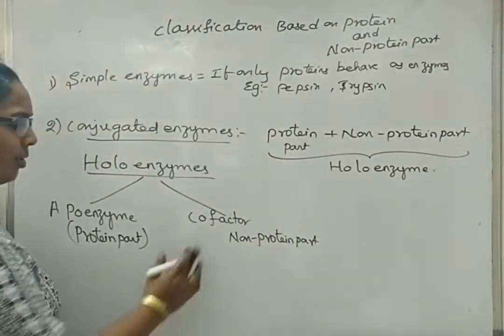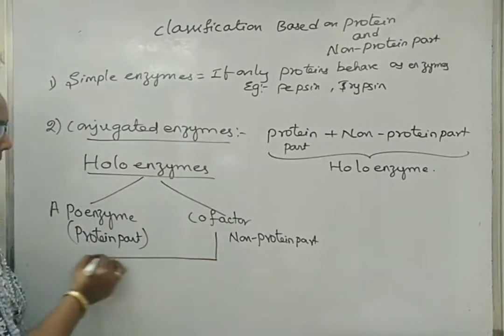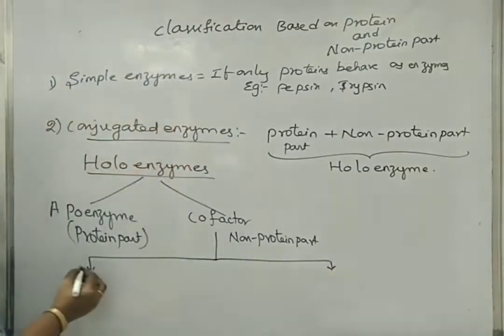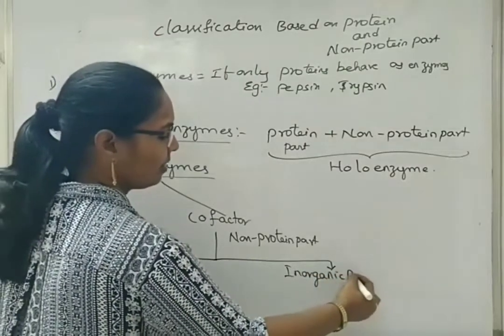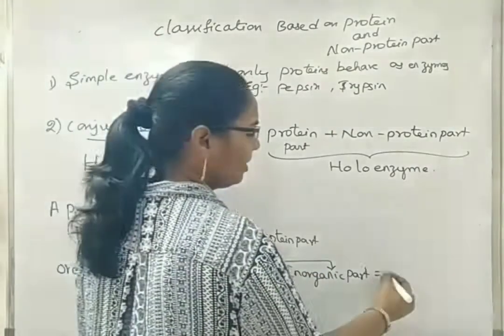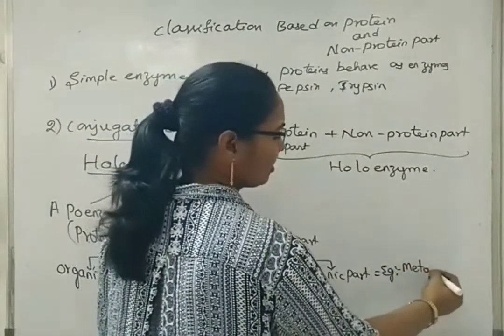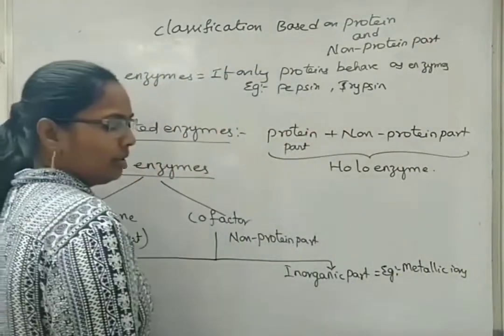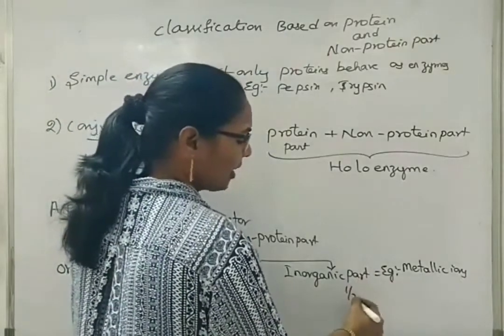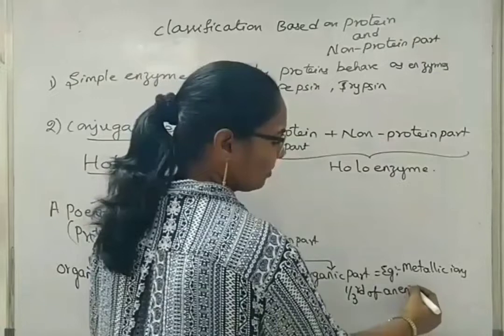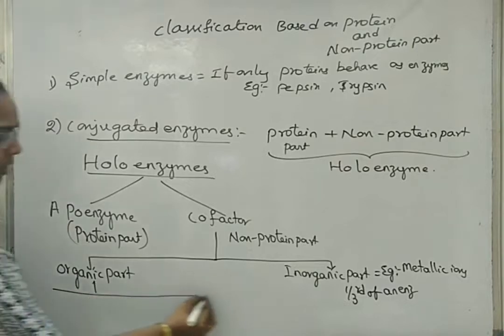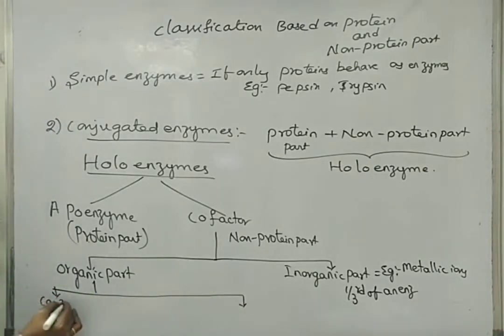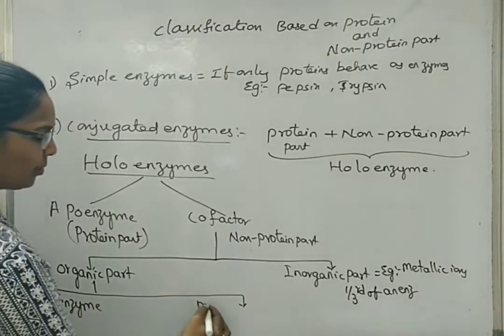Now, cofactor is again of two different types, that is organic part and inorganic part. Here the examples are all metallic ions. They constitute about 1/3 of an enzyme for complete activity of an enzyme. Under the organic part, again it is classified into coenzyme and prosthetic group.